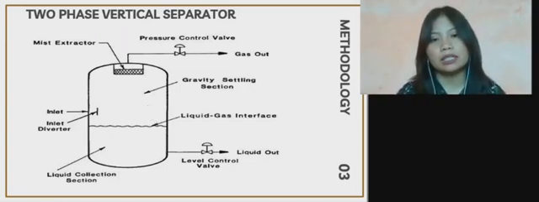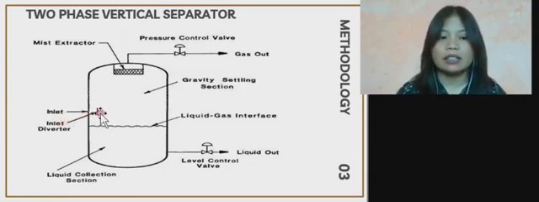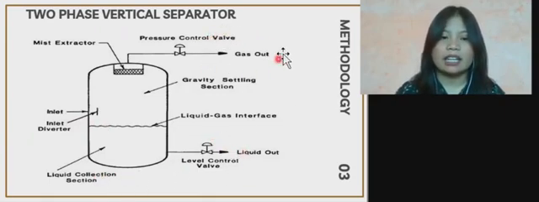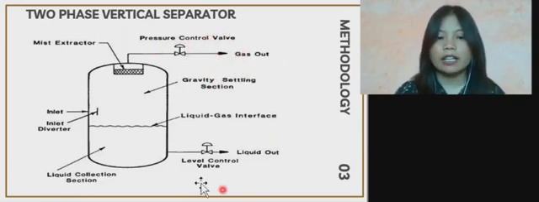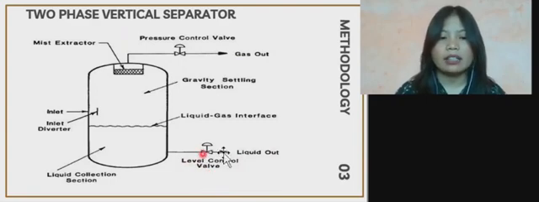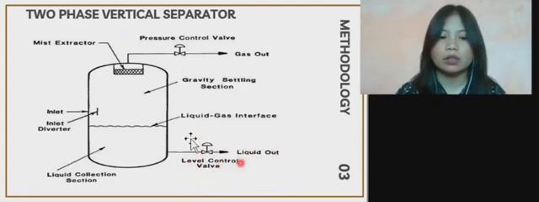The working principle is just the same. Here is where the inlet goes in and hits the inlet diverter. This is where the liquid is out, and this is where the gas is out. In addition, there are a pressure control valve and a level control valve. The pressure is maintained by the pressure control valve, and the level of the liquid is maintained by the level control valve.